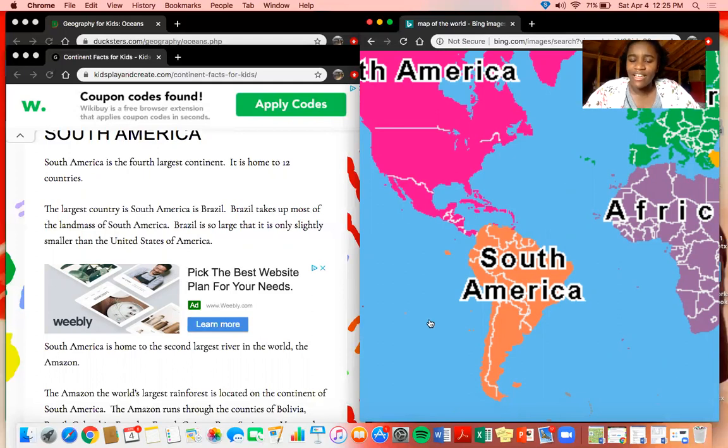So think about that. North America has like 23, Africa has 54. Everybody else has a lot of countries except for South America. So you can remember, South America only has 12 countries. It only has a little portion. This is Chile, Brazil. There's a lot of other countries in here, but there's only 12 of them.